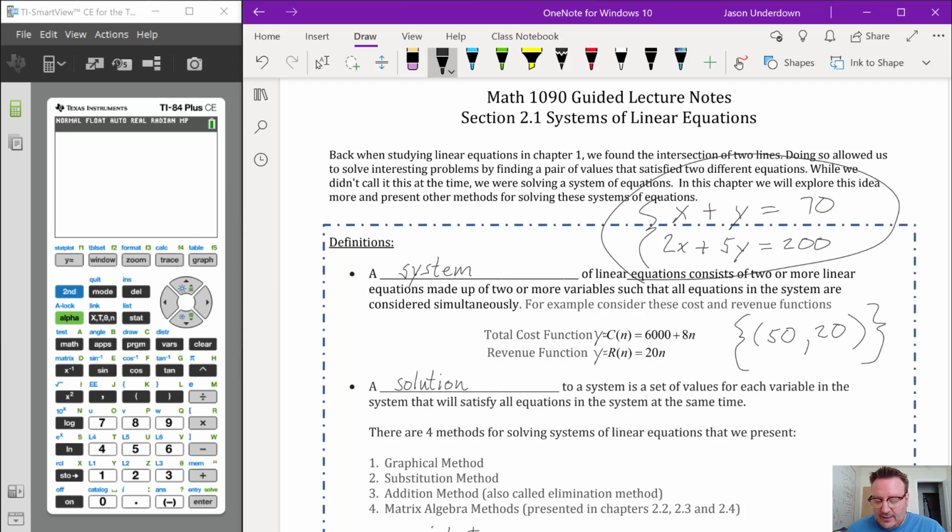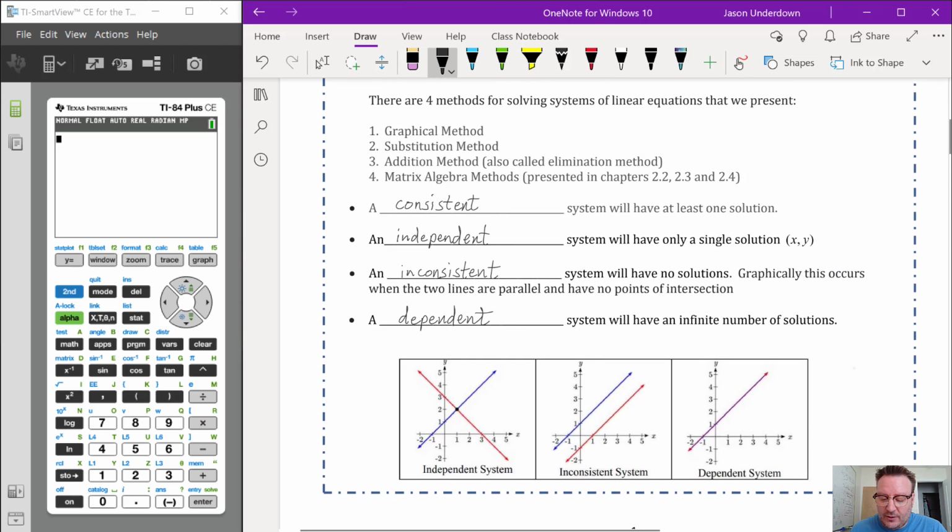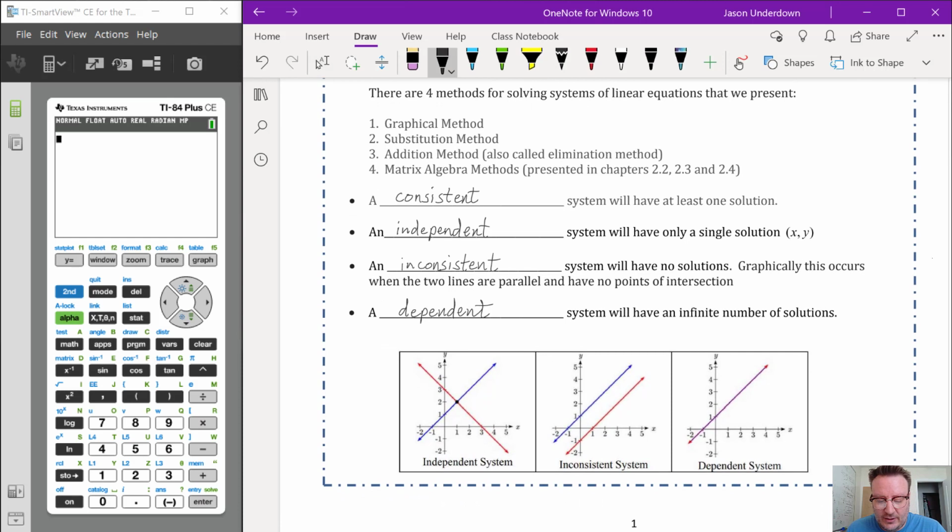The solution to a system is the set of all points which satisfy all the equations simultaneously. There are 4 methods for solving systems of linear equations that we are going to present in this section: the graphical method, the substitution method, and the addition method, which I call the elimination method. I do use that terminology. And then in later sections in this chapter, we're going to look at matrix algebra methods for solving systems of linear equations.